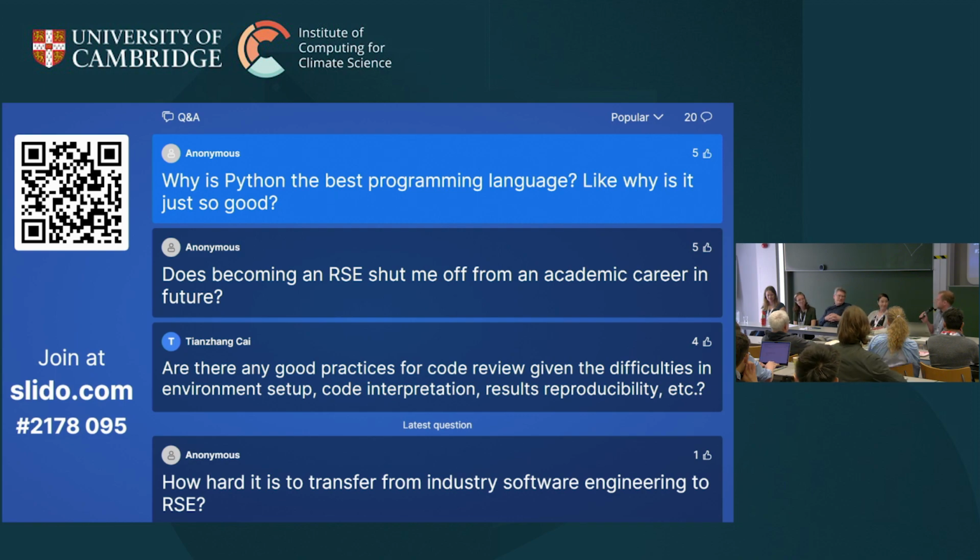So Chris says there is no best programming language. Surely someone has a controversial opinion to disagree with that. No?